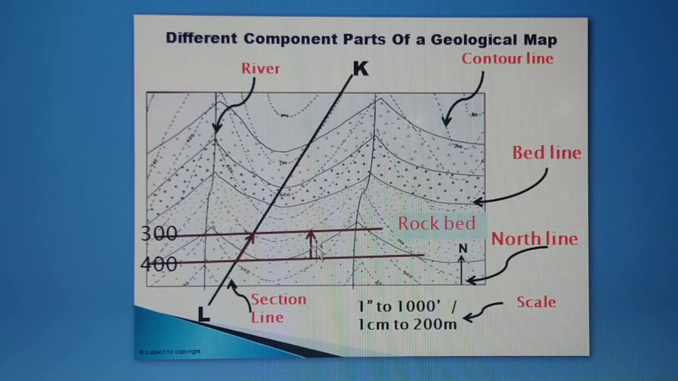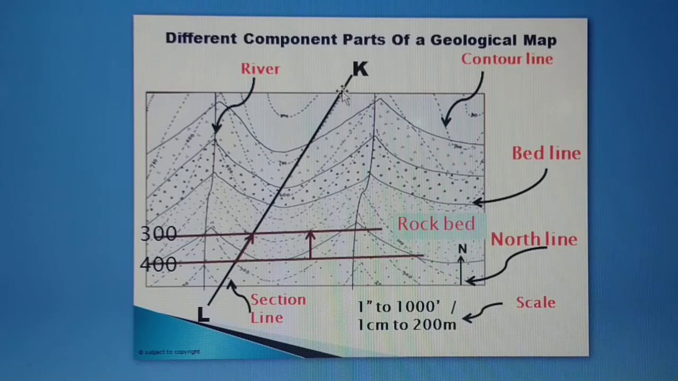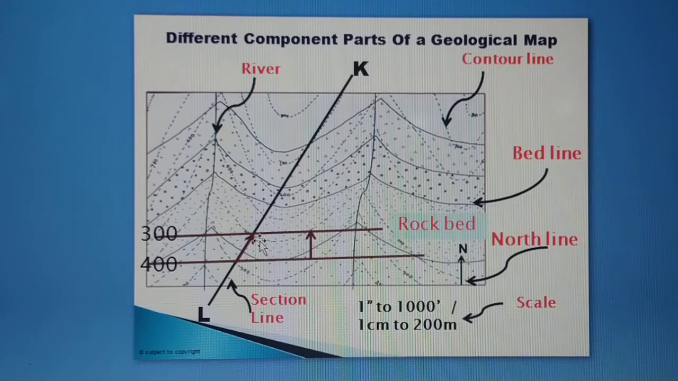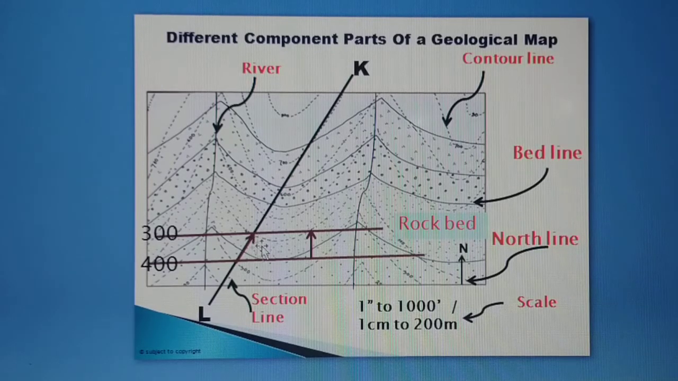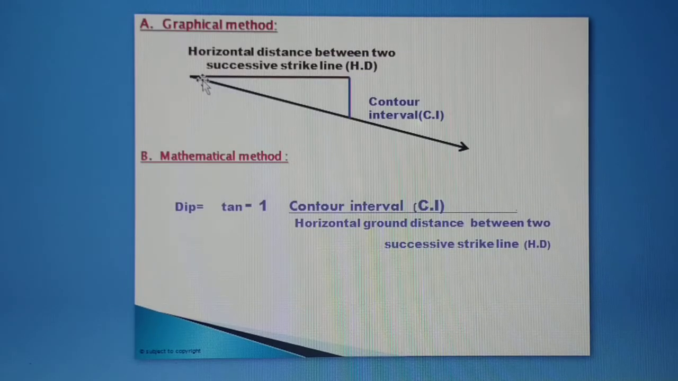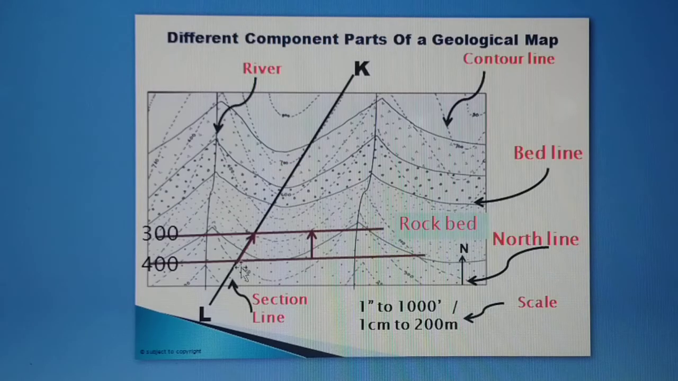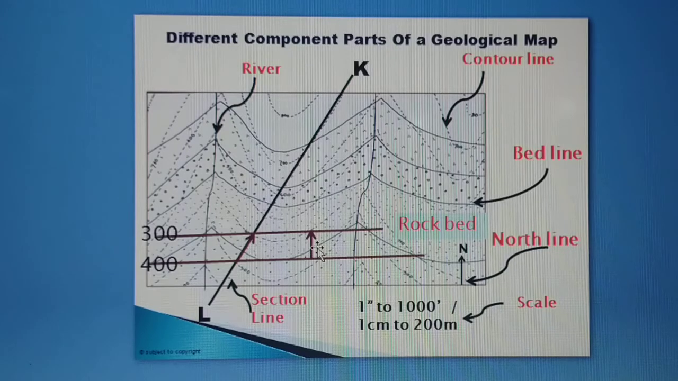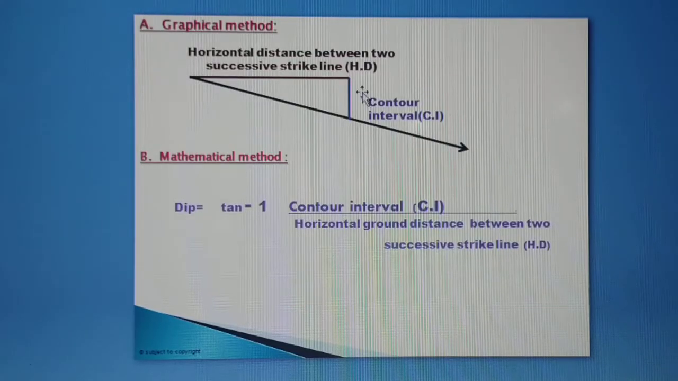So if you take this distance, then it will be true dip, and if you take the distance from here to here, that means over the section line, then it will be treated as apparent dip. So here we can see that this line represents the horizontal distance. That means either this one or this one. If you take this one, then it will be true dip, or if you take this one, then it will be apparent dip.